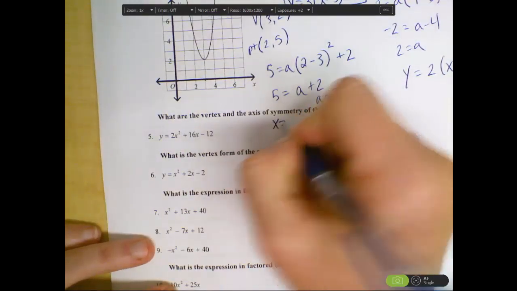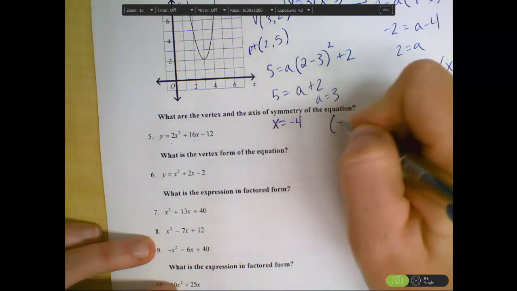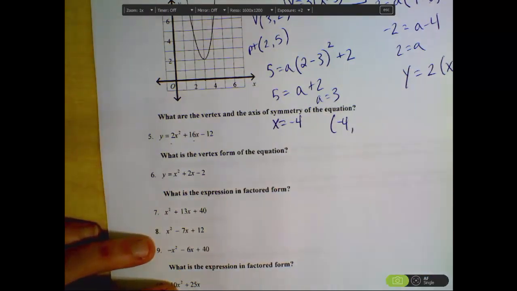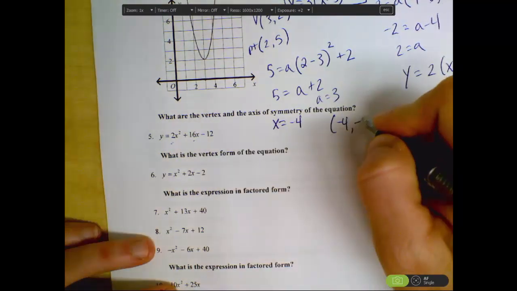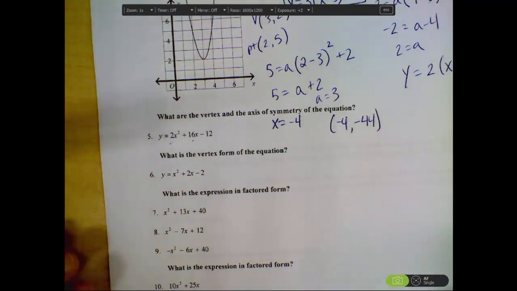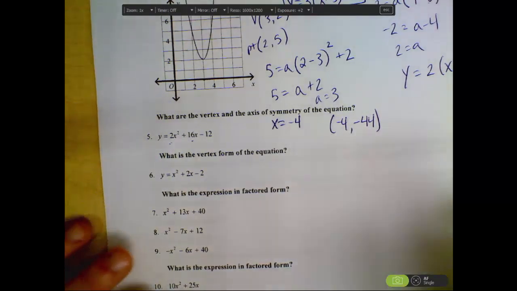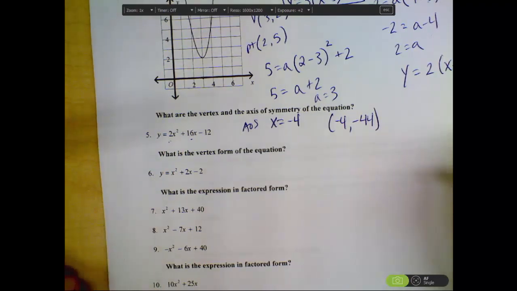Okay, axis of symmetry, -b over 2a, -16 over 4 is -4. Vertex is (-4, ...) 16 times 32 minus 64 is -32, minus 12 is -44. I'm just going to check that real quick. 16 times 2 plus 16 times -4. Yep. So, axis of symmetry, x equals -4, vertex, (-4, -44).